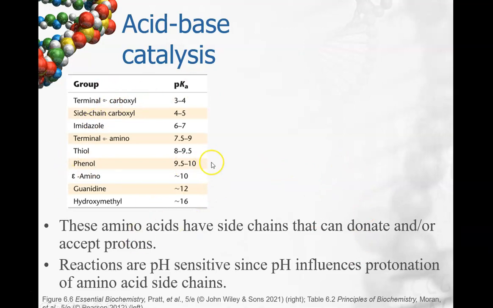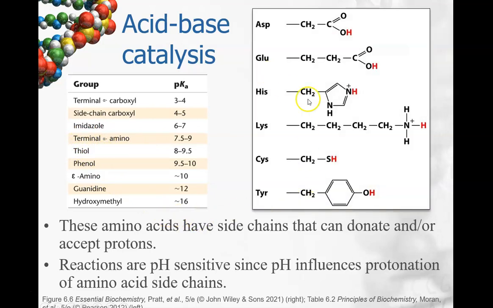So the kinds of groups we expect to see are carboxylate groups, the imidazole groups on histidine, thiols, phenols, and those, of course, belong to these amino acids right here. So this is a figure from our book that shows the hydrogens in red. These are all drawn in their protonated forms, but you can see that if any of those donated a proton, we would produce the conjugate base. And often in an enzyme mechanism, we need to donate a proton, and these side chains are capable of doing that.